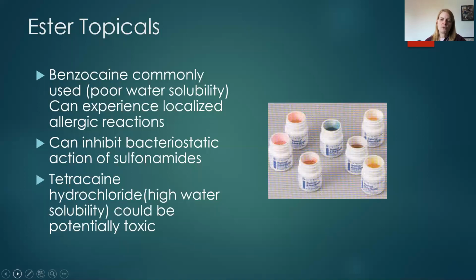In fact, they recognize tetracaine hydrochloride as a pregnancy Class C drug by the FDA. So FDA Class C drug related to pregnancy. We wouldn't use this on someone who is pregnant.